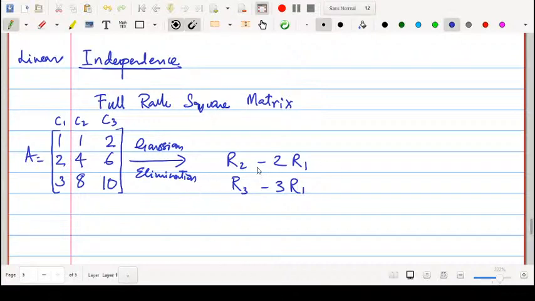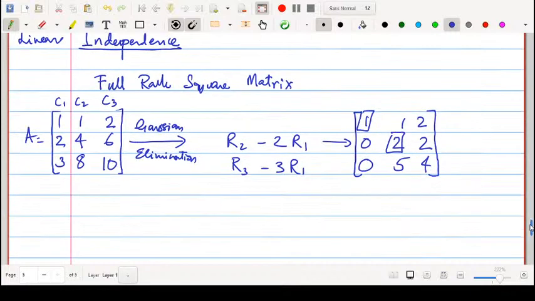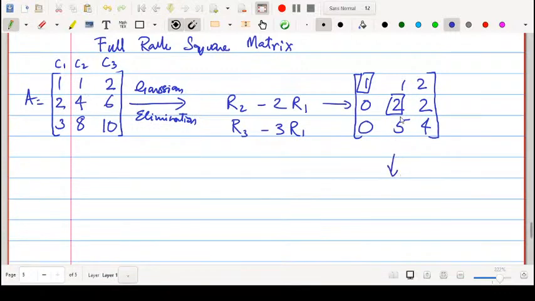this entry by doing row 2 minus 2 row 1, and let's see the matrix that we get. Hopefully we get 3 pivots, so 1 1 2, and so 2 minus 2 is 0, 4 minus 2 gives me 2, and then 6 minus 4 gives me 2. Okay, the third row is 0, 3 minus 3, 8 minus 3 gives me 5, and 10 minus 6 gives me 4. Okay, so I have one pivot and I have two pivots, and I can see that I will probably succeed in finding the third as well.